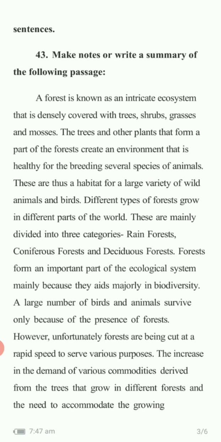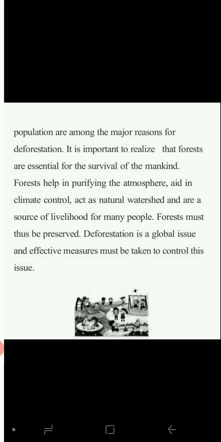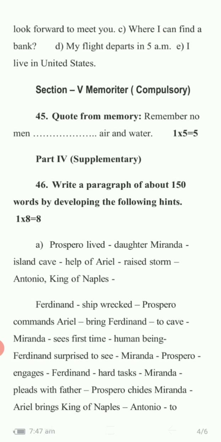Then question number 43: make a note or write a summary of the following. For a note, you take the important points and write them down. Summary writing also we can discuss. 44, identify the correct error in the following sentence. Error spotting. Likewise, Section 5 is the compulsory memoriter, the memory poem portion. Quote from memory, for example, to air and water. You have to revise all the memoriter very well.